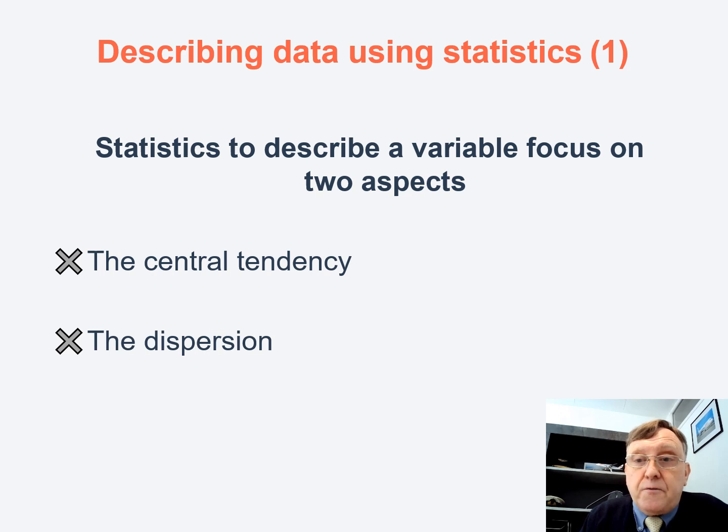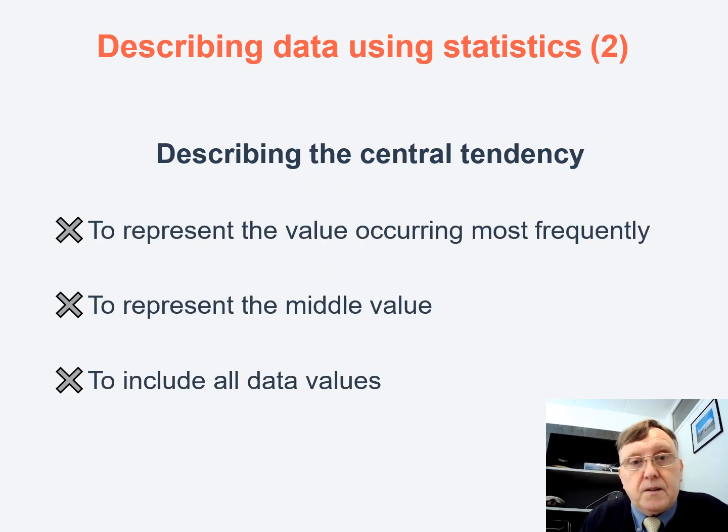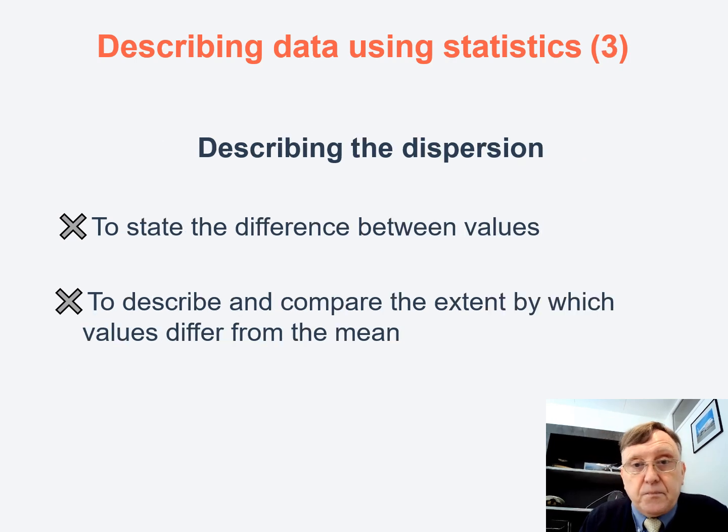Statistics to describe a variable focus on two different aspects, well, the central tendency and the dispersion. Describing the central tendency to represent the value occurring most frequently, to represent the middle value, or to include all data values. Describing the dispersion to state the difference between particular values, or to describe and compare the extent by which values differ from the mean.